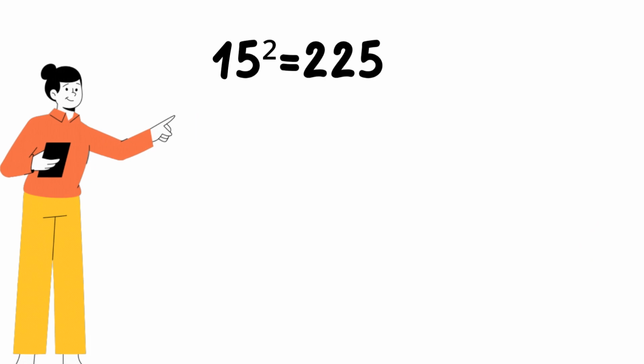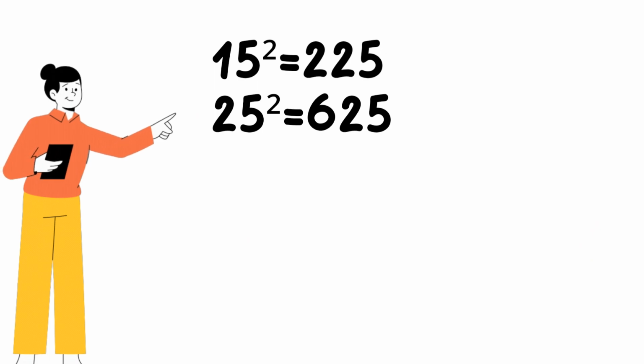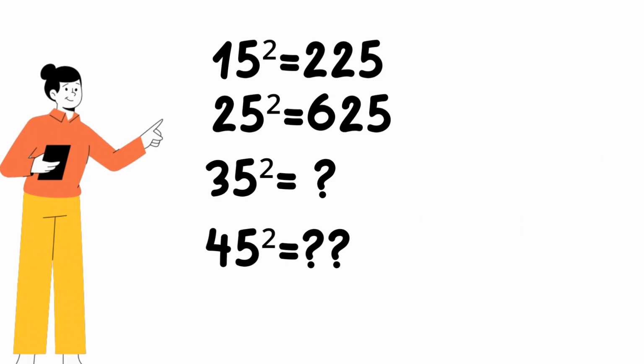What is 15 squared? Yes, it is 225. 25 squared is 625. So what about 35 and 45 squared? Find it without a calculator.